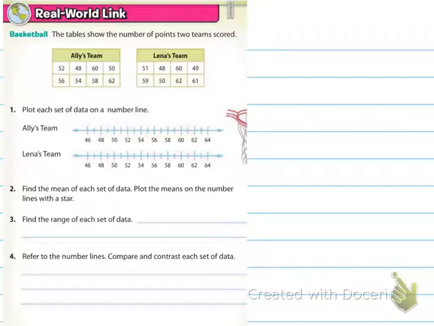So you're going to go ahead and take the scores from Allie's team and put them on her line, and then put the scores from Lena's team on her line. Go ahead and graph that now. I'd like for you to pause the video.